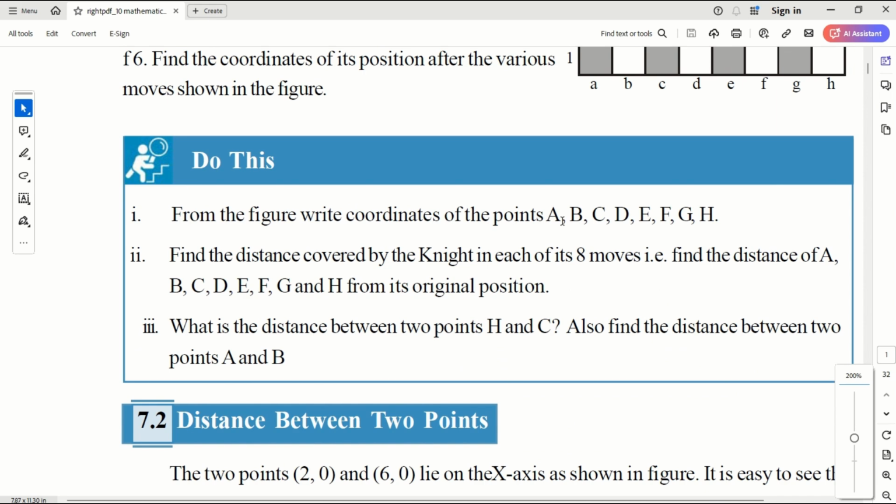Now the questions are: write down the coordinates of A, B, C, D, E, F. We just discussed that. Find the distance covered by the knight in each of its 8 moves, that is, find the distance of A, B, C, D, E, F from the original position.